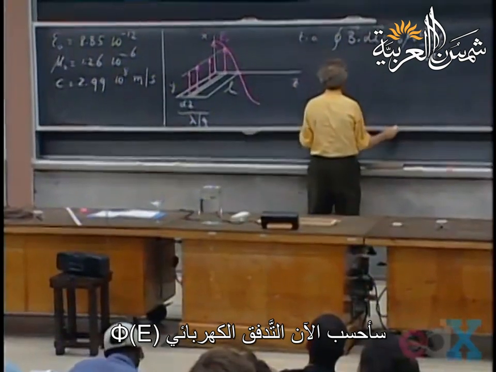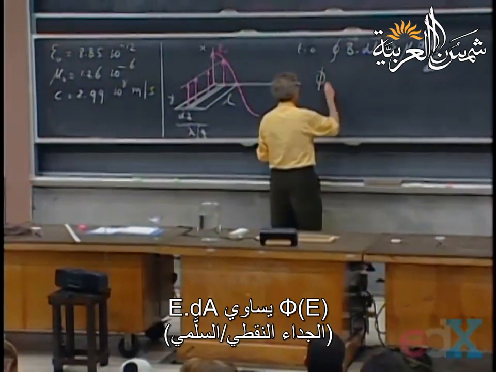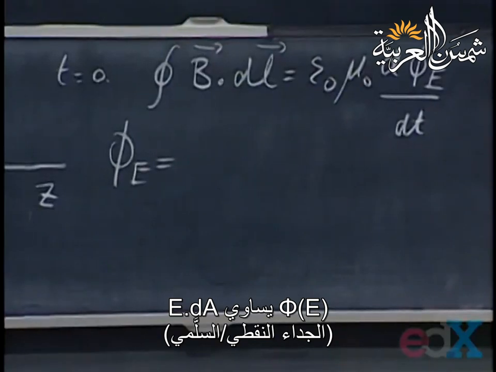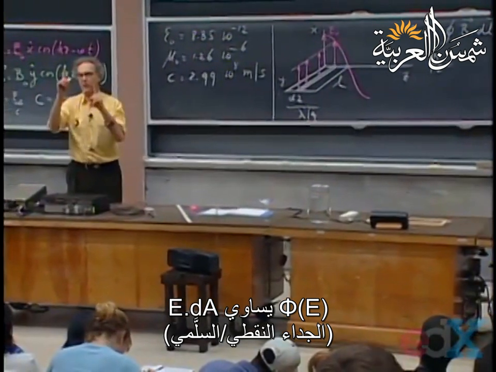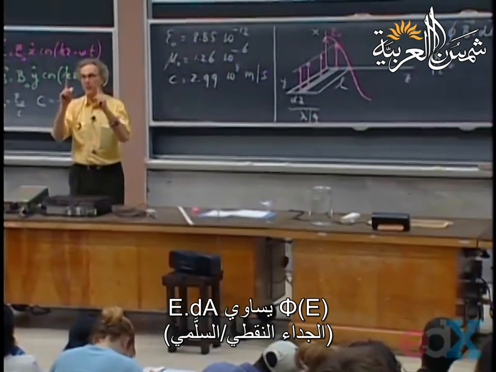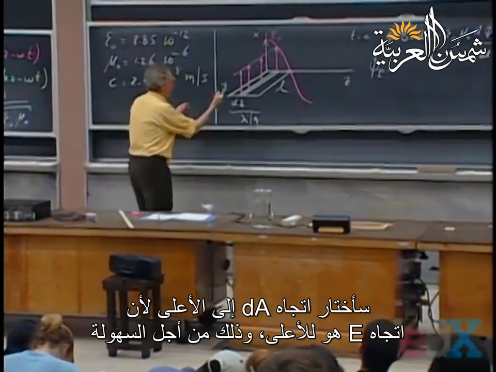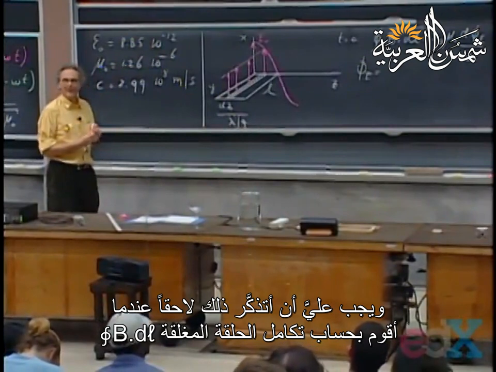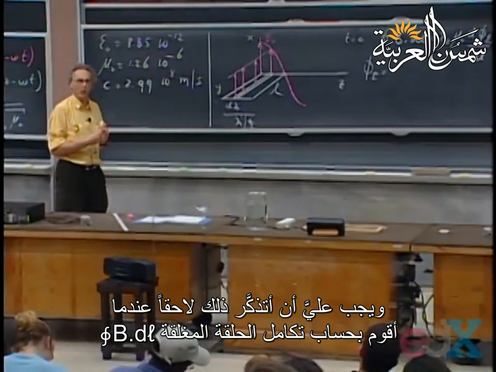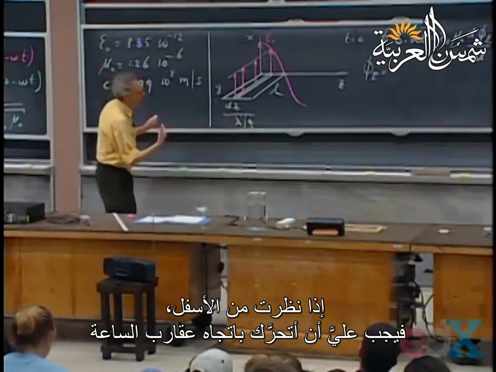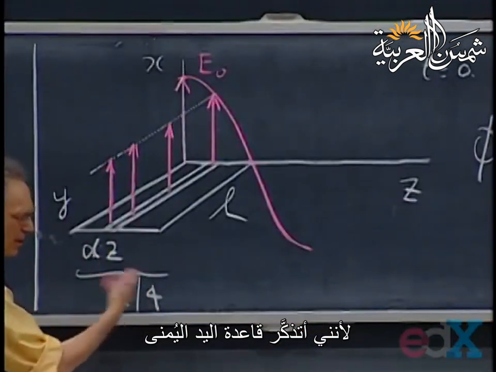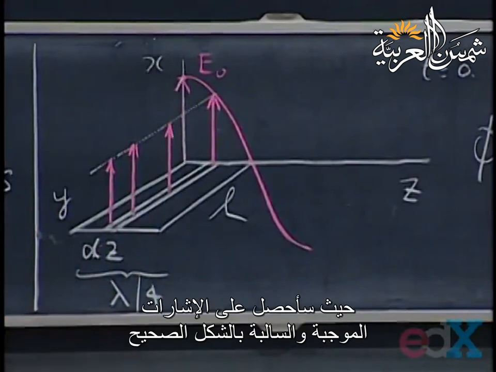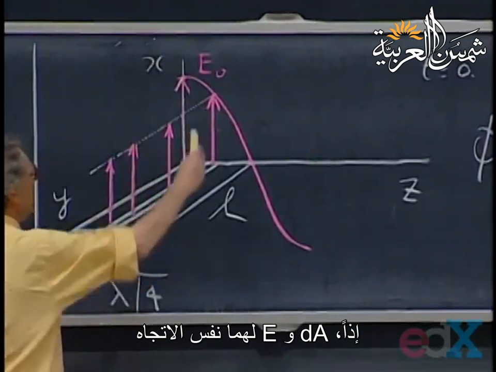So now I have to calculate the electric flux. So phi of E, I have to take the dot product between dA and the electric field. Remember, flux is a dot product, E times dA. I will choose dA up because E is also up, so that makes life easy. I have to remember that later, when I do the closed loop integral of B dot dl, looking from below, I have to go clockwise because of the right-hand corkscrew rule, so I get all my minus signs and plus signs just right. So dA and E are in the same direction.